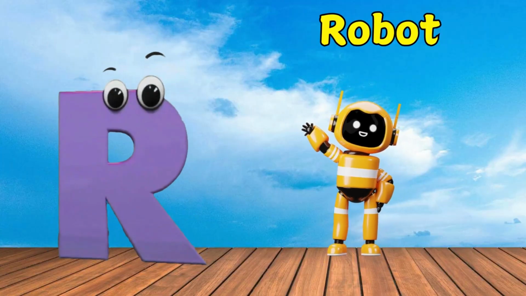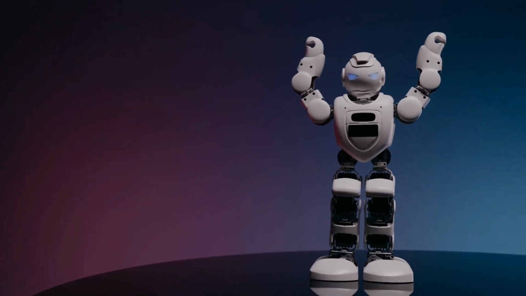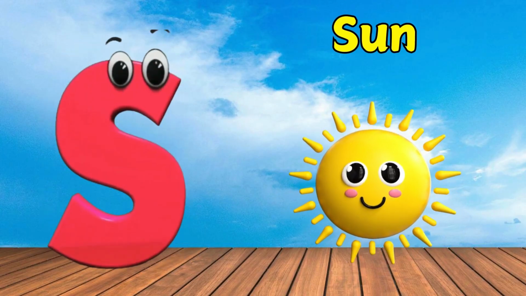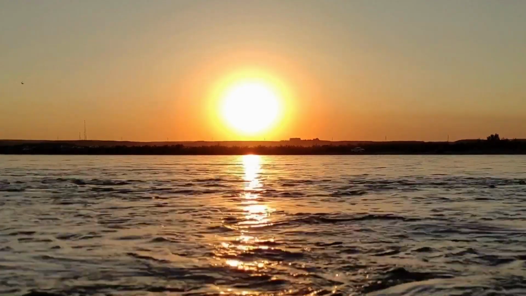R is for robot, R, R, robot. R is for robot, R, R, R. S is for sun, S, S, sun. S is for sun, S, S, sun.